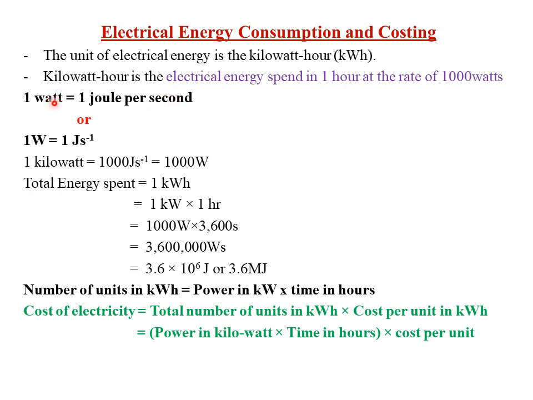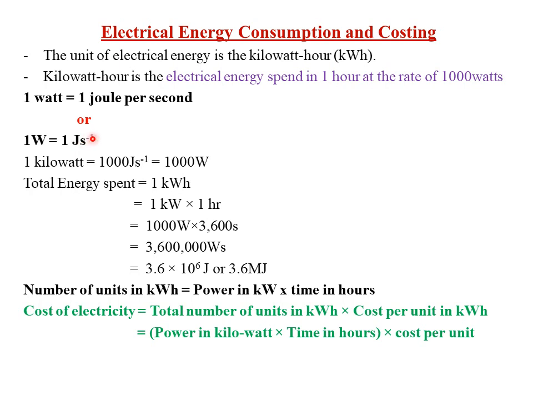Therefore, this simply means that 1 watt will be equal to 1 joule per second. Remember, we said that power is equal to work done over time. The work done is measured in joules, and time is measured in seconds. Therefore, the power in watt is equal to the work done in joules divided by the time in seconds. Therefore, 1 watt is simply equal to 1 joule per second.